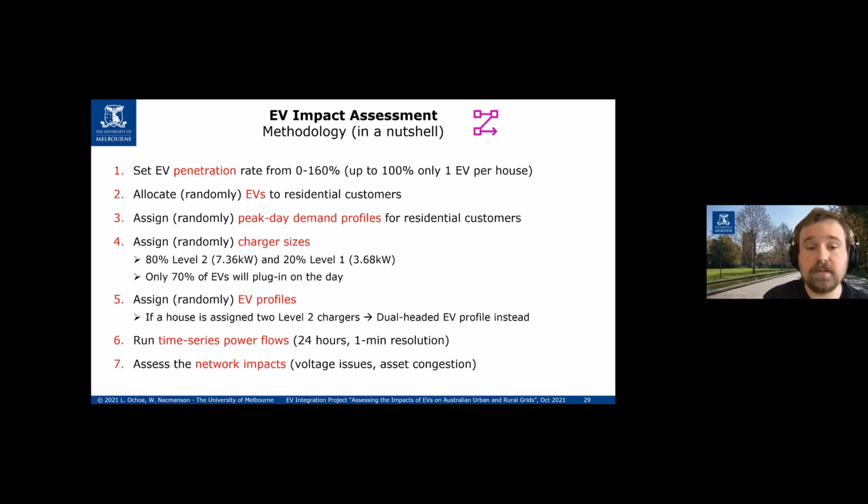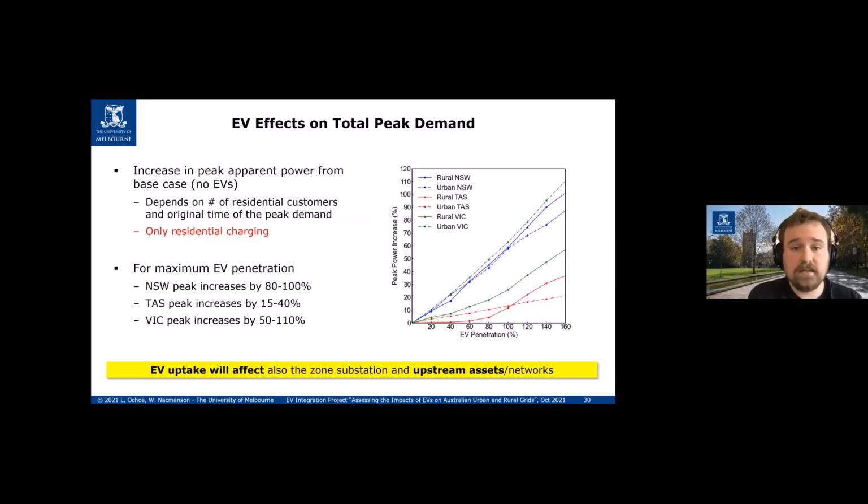Then, of course, we want to run the time series power flows. So this is a 24-hour simulation. We run it in 1-minute time steps. And then, of course, we want to look at the network and see what the impacts are. This is repeated for every EV penetration, and it's repeated for every network that we're analyzing. So we can move on to the next slide.